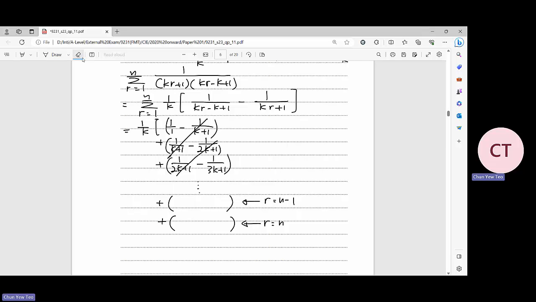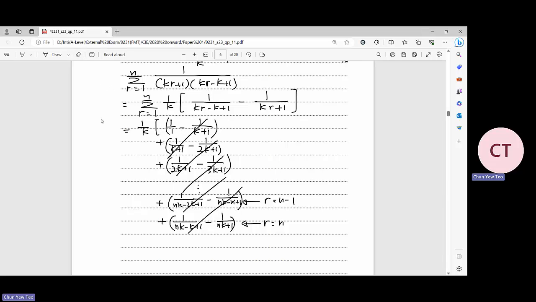So when r is equal to n, then you will get this one as nk minus k plus 1 minus the nk plus 1. So this one will be nk minus 2k plus 1 minus this. So you can see that this one can be cancelled. Everything can be cancelled in this way. So at the end, the first one and the last one remain.